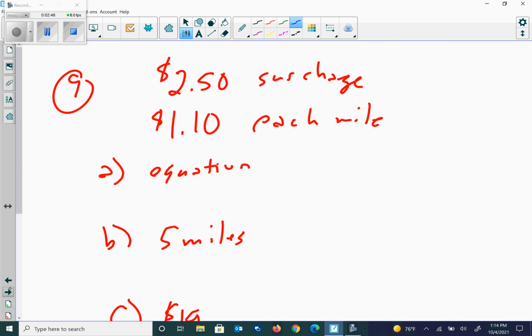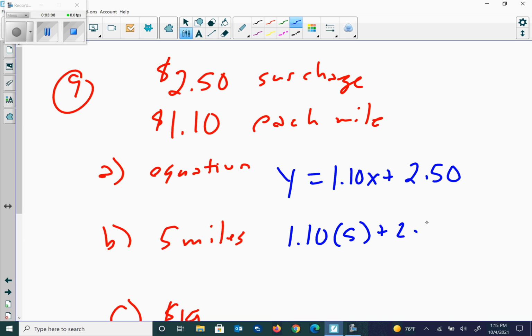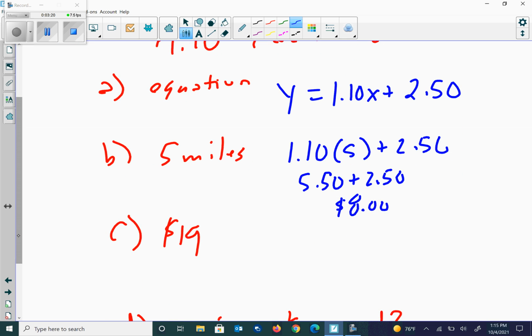Number 9, you have the Uber you ordered charges $2.50 surcharge plus $1.10 for each mile driven. So write the equation. So you're going to pay $2.50 just to order the Uber, but then it's going to cost you $1.10 per mile. Okay, if you want to drive 5 miles, we're going to plug 5 in, so 110 times 5 plus 250. So that's going to give me 550 plus 250. That's going to give me, it's going to cost $8 to drive 5 miles with the Uber. And again, we don't know if this is correct. We just made this up.